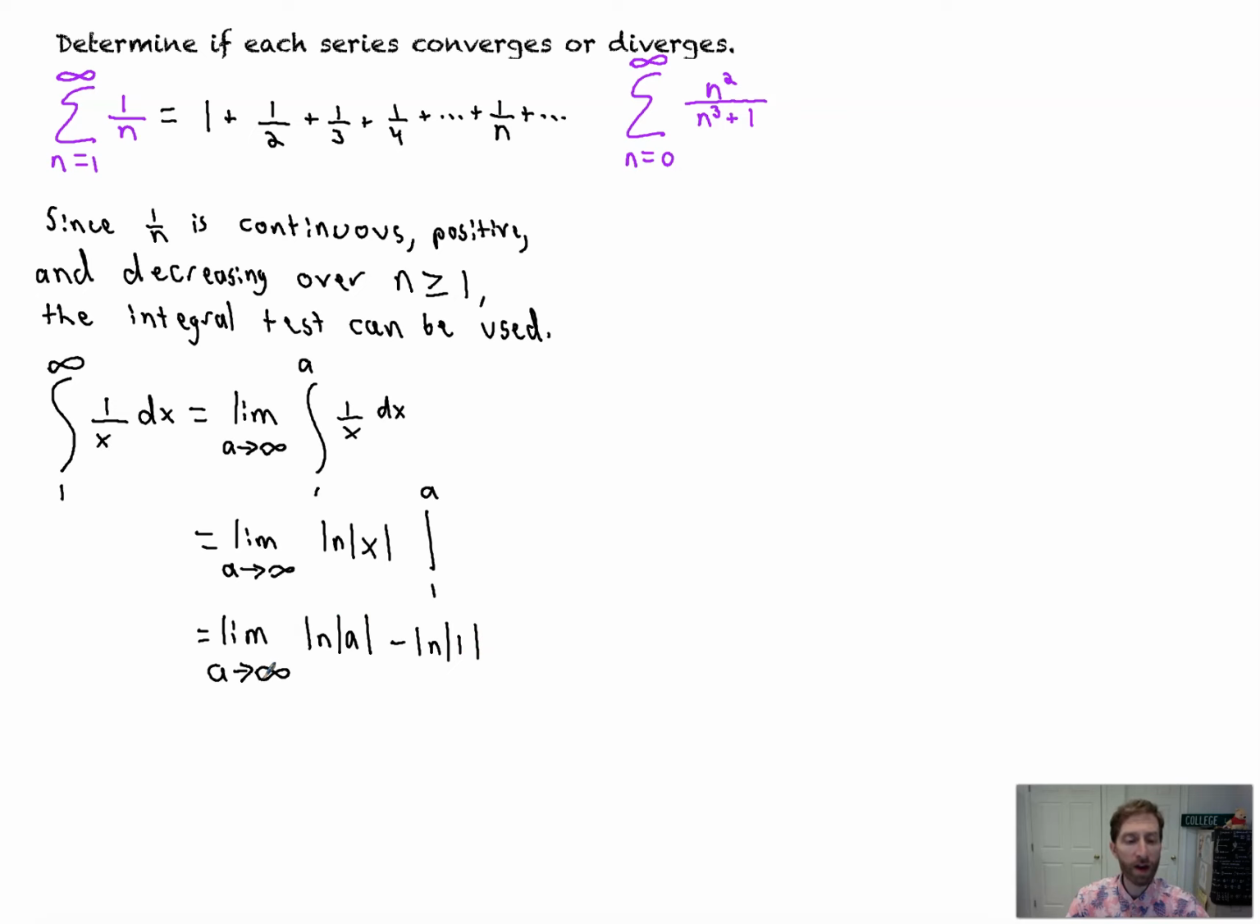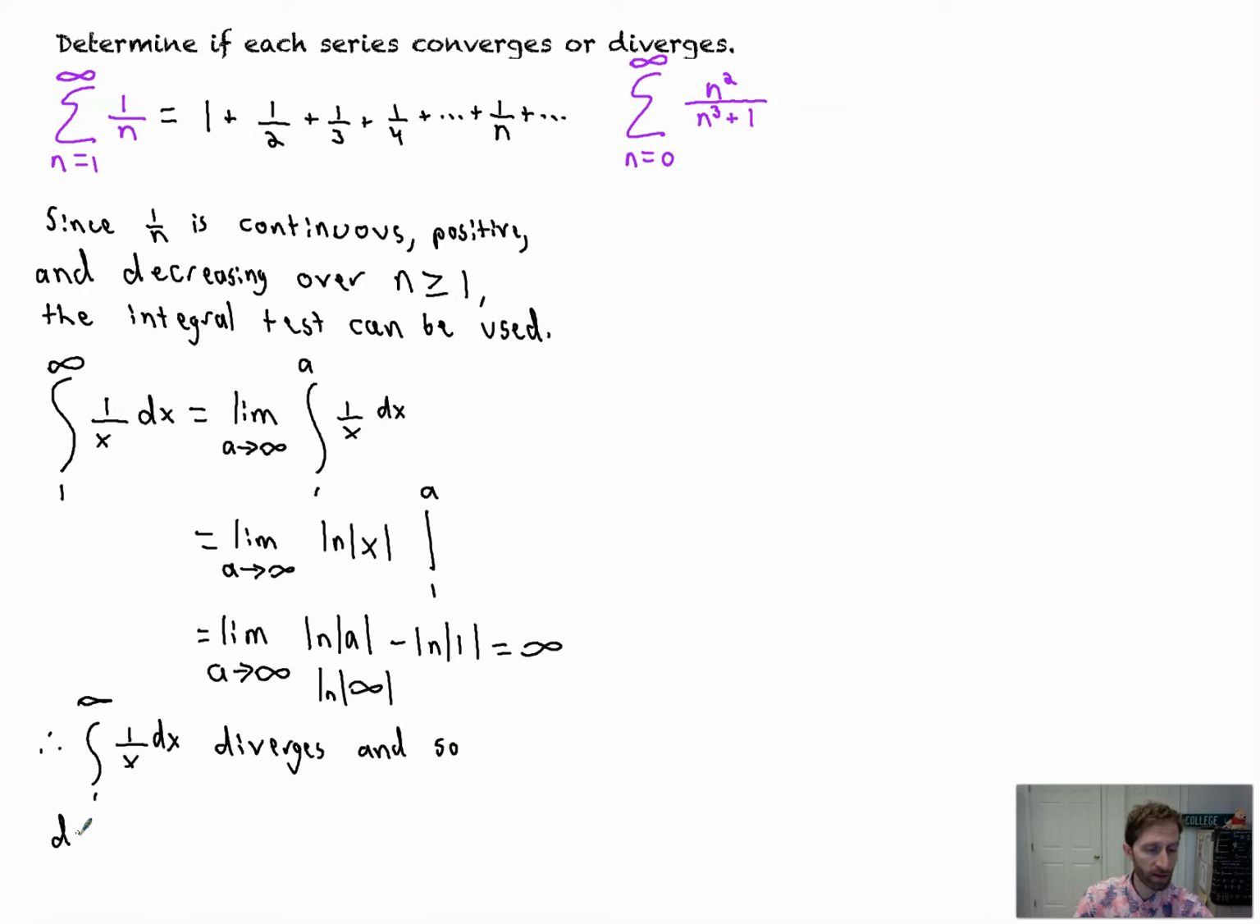Now from here, ln of infinity goes to infinity, right? That's what's going on in my head. ln of 1 is 0. That goes to infinity. Therefore, since the integral diverges, the series diverges. So I'll say, therefore, the integral from 1 to infinity of 1 over x dx diverges, and so does the series.